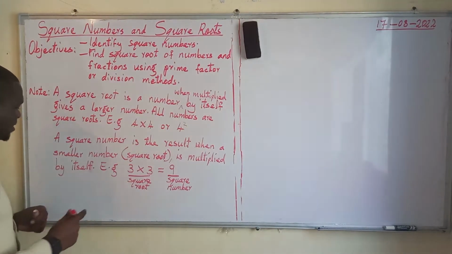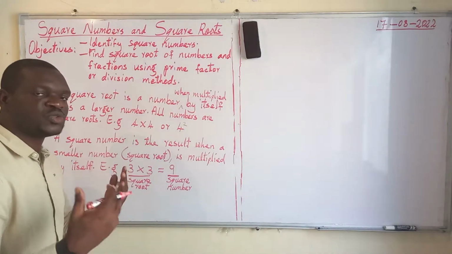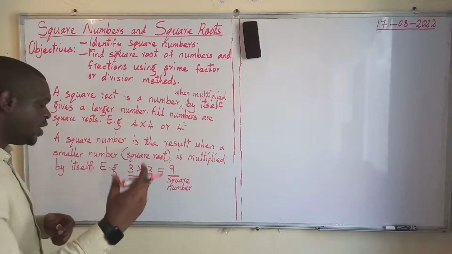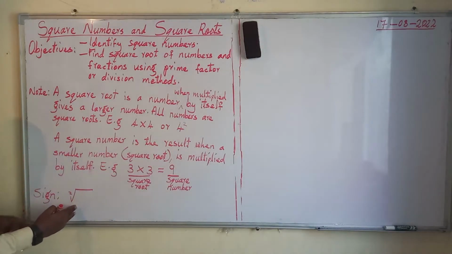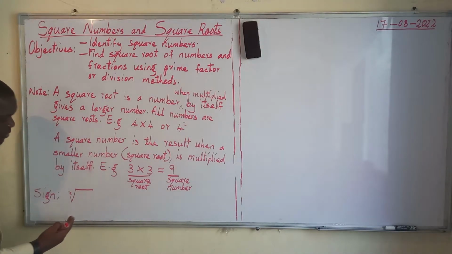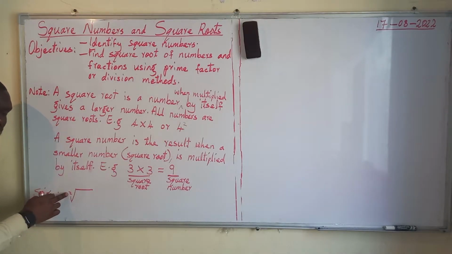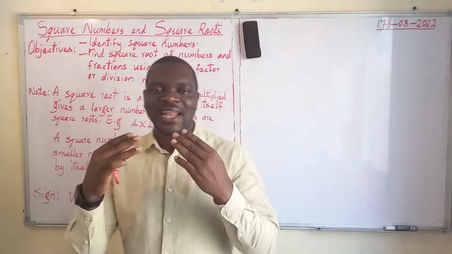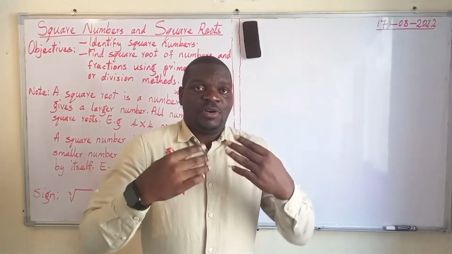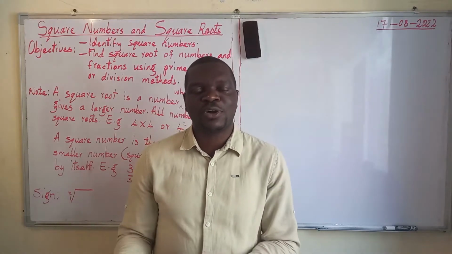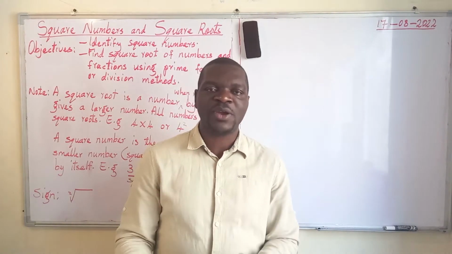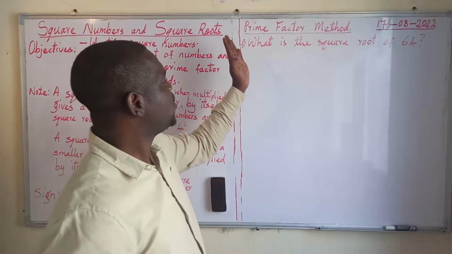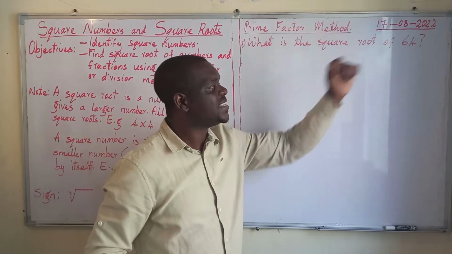With this in mind, how do we know we are asked to calculate the square root? There is a sign that denotes square root. This is the sign for square root. Sometimes you may find it without this small 2, but this sign stands for square root. We can now go into some examples to understand better how to calculate the square root of a given number. Example 1 says, what is the square root of 64?